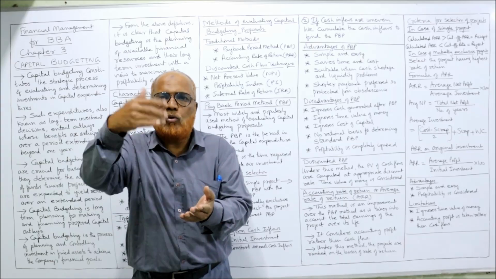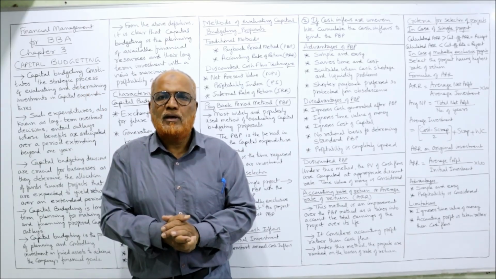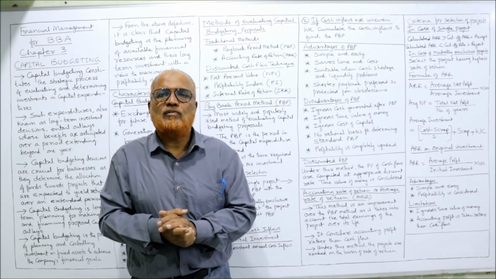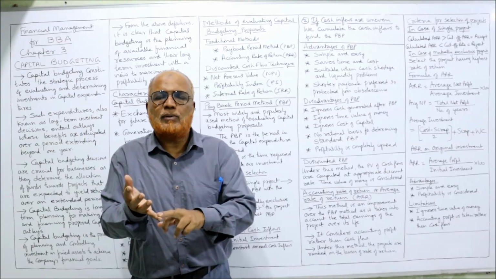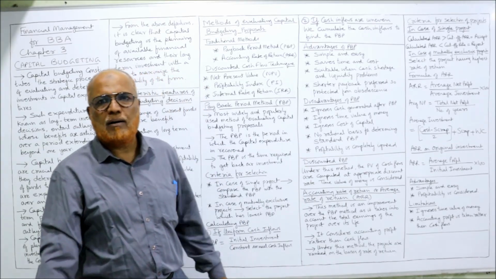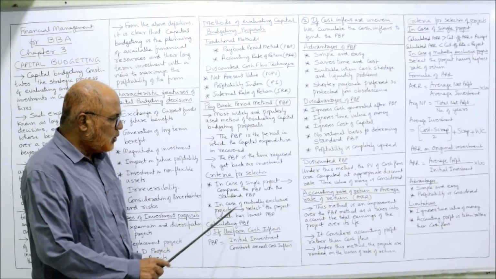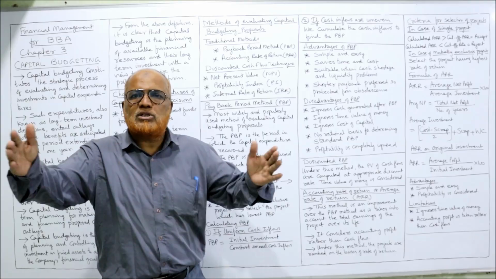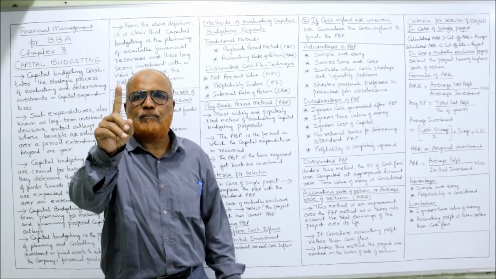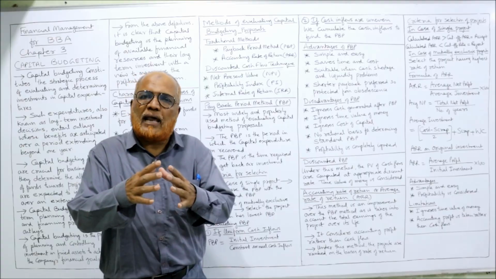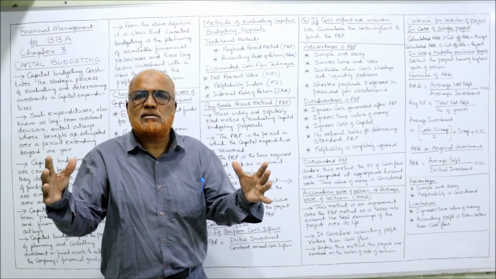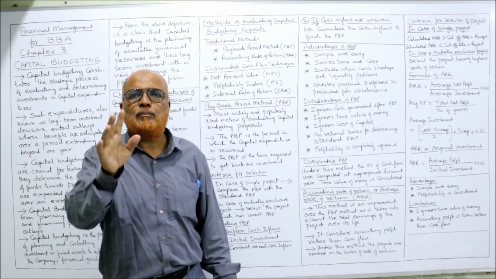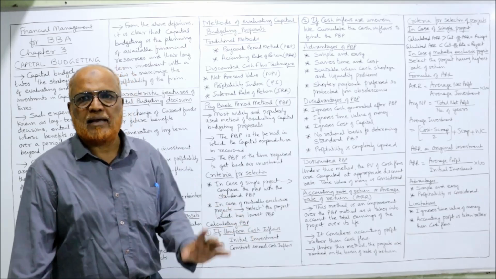If the project PBP is more than 3 years, reject. If the project PBP is less than 3 years, accept. So, we are comparing the actual PBP of the project with the standard PBP given by the management. Secondly, in case of mutually exclusive projects. Mutually exclusive project means 2-3 projects you have, out of which you have to select any one. In that case, you calculate the PBP for all the projects, compare it. Whichever project has a lower PBP, that project is preferable, should be selected.